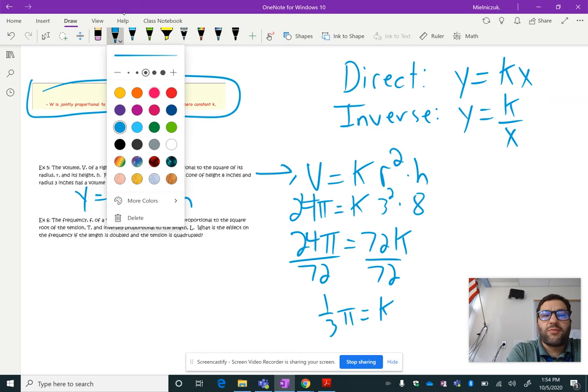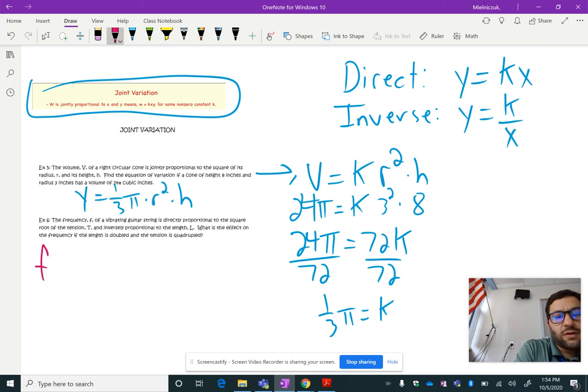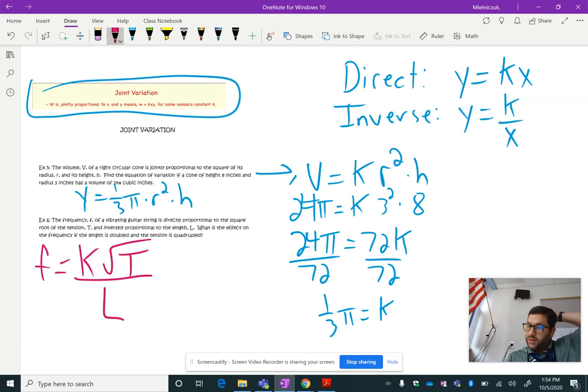All right, this next problem is pretty interesting. It really got me thinking. So the frequency f of a vibrating guitar string is directly proportional to the square root of the tension and inversely proportional to the length. Now, you don't need to put another k in because it said direct in one part and inverse in the other, just in one spot. What is the effect on the frequency if the length is doubled and the tension is quadrupled?